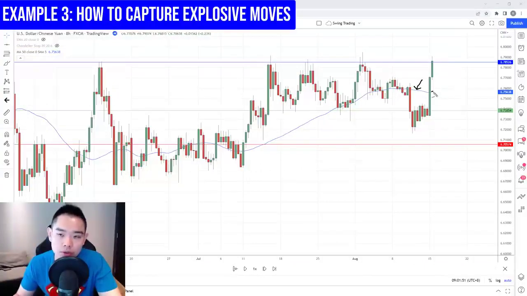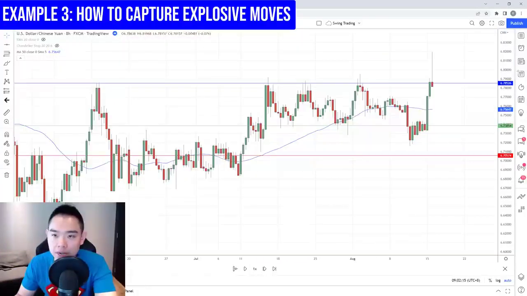So the way to trail a stop loss is that you will hold the remaining position that you have until the market breaks and closes below this 50-period moving average, below this blue line. And of course, if the market continues up higher, that 50-period moving average will continue up higher along with it. So let's see what happens.